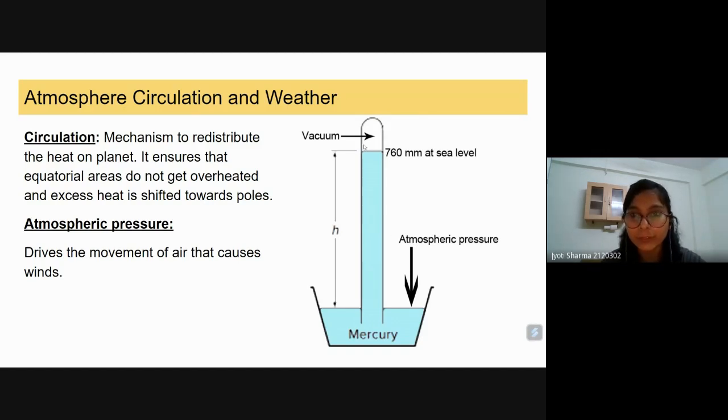Here is the experiment that was done. In that experiment, we had a bowl full of mercury, and with this mercury we had an inverted tube that was also full of mercury, and if we invert it, a vacuum is created here. Whatever the height of the mercury column below the vacuum is, it will show the atmospheric pressure. The atmospheric pressure that was measured was 760 at sea level. So from there we could measure the atmospheric pressure.